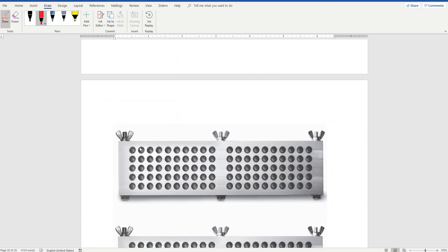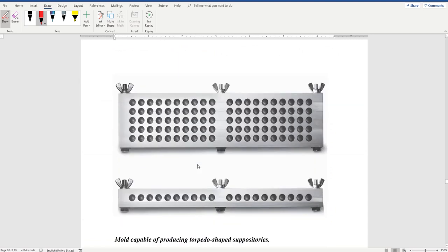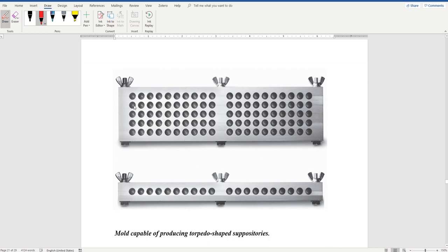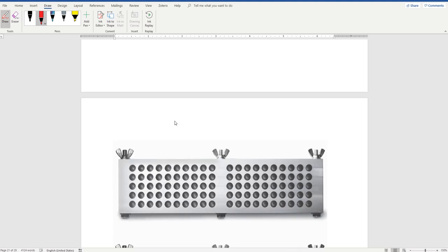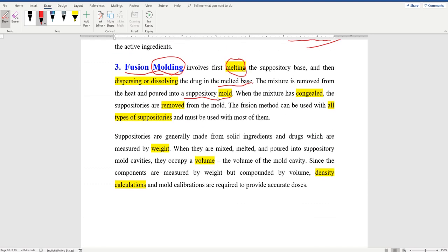I will show you a small scale mold like what you see here. You see openings here. Now you pour these melted materials, the suppository base and the drug, into these openings of the mold. These will make the shape of the suppository and the volume of the suppository according to the openings here. So we pour it there and we leave it until it coagulates. Coagulate means solidify. Then we remove it from the mold.